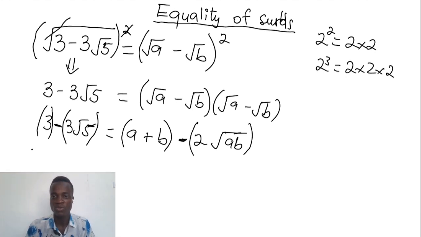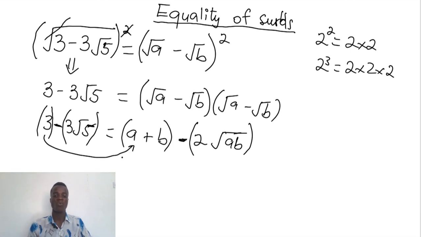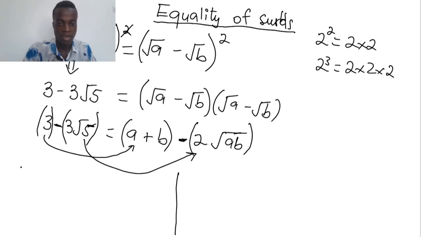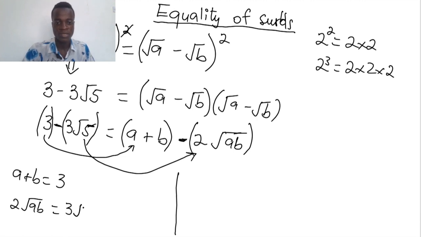And how do we solve it? It means that we have to now compare, because of the equality of sets, right? Those that don't have square roots can be compared to those that don't have square roots on the other side. Those that have square roots can be compared to those that have square roots on the other side. So comparison, that's where equality of sets comes in. So the first one, we are saying a plus b should be equal to 3 for equality of sets. And then 2 square root of ab should be equal to 3 root 5.